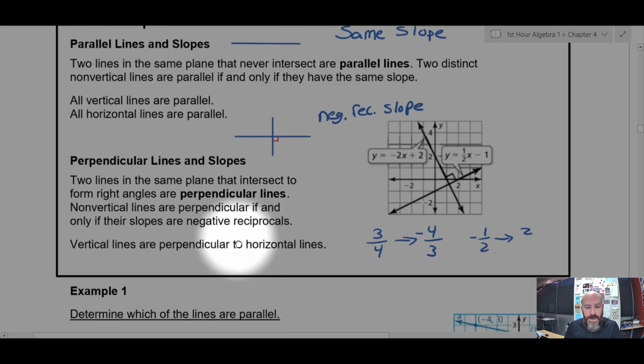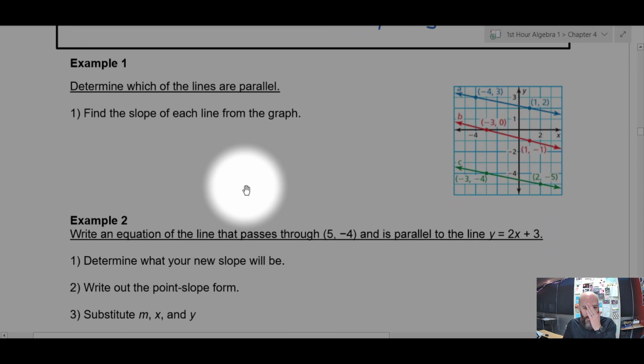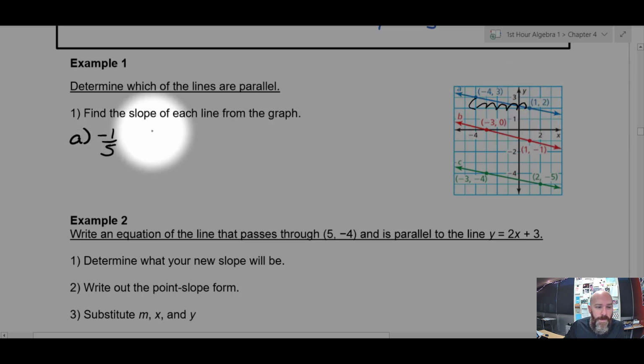So let's get into some examples here. The first example is we need to determine which of the lines are parallel. Find the slope of each line from the graph. So let's look at line A. I'm just going to count my slope. I go down 1, so that's negative 1, and over 1, 2, 3, 4, 5. So this has a slope of negative 1/5.